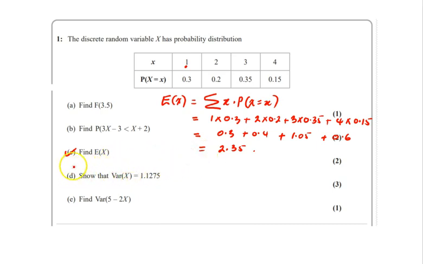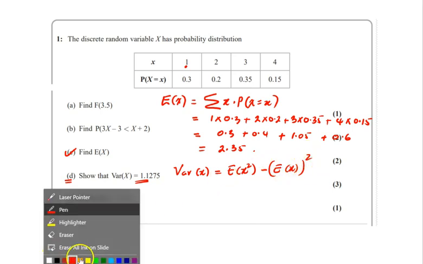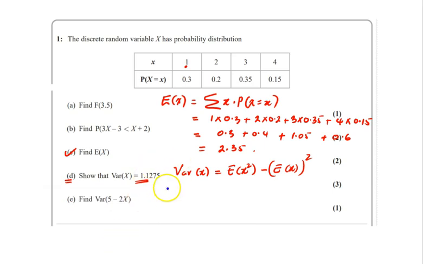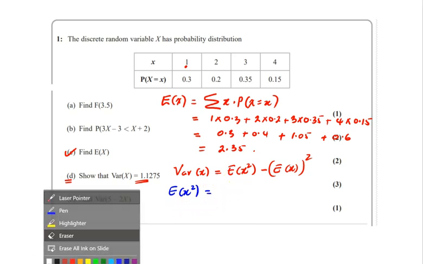The next part here, part D, is asking us to find the variance of x. Now you know that the variance of x is going to be the expectation of x squared minus the expectation of x all squared. Now let us work out the expectation of x squared. I'm going to use this formula here.